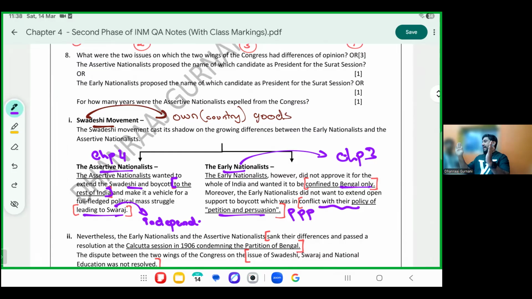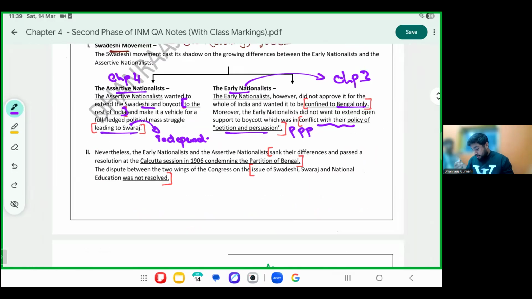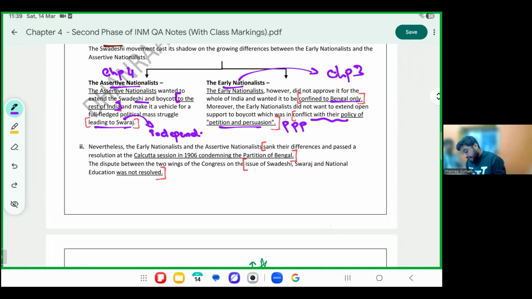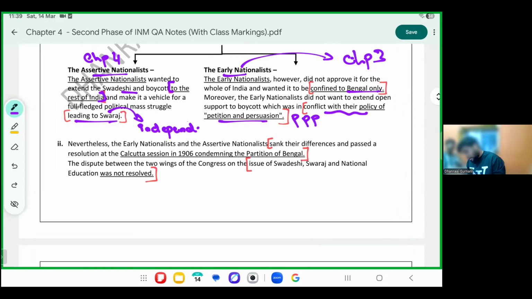Internal conflict happened between leaders. If the leaders are not together, if your captain and vice captain don't work together, how do you expect a team to function? So that became a problem. What happens here? Please bracket point number 2. They sank their differences. Because in the middle, what happened?